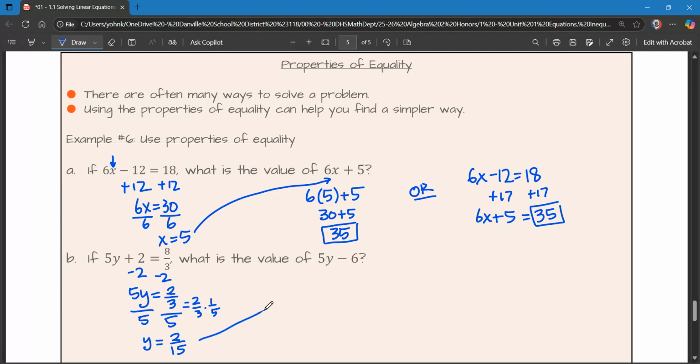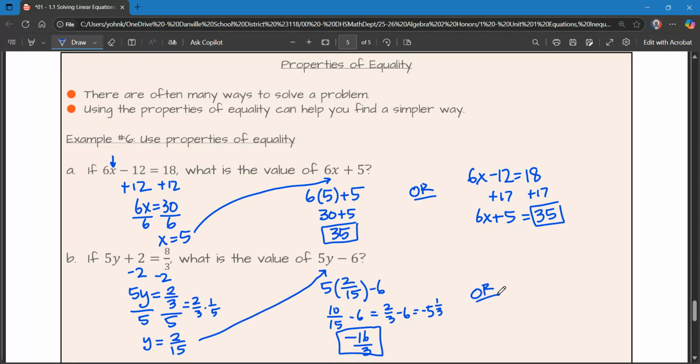Whichever you do, take that, plug it back in. 5 times 2/15 minus 6. That gives you 10/15 minus 6. That gives you negative 16/3. Use your calculator, simplify, find common denominators, like this is 2/3 minus 6. So that's negative 5 1/3, which is how you get negative 16/3.